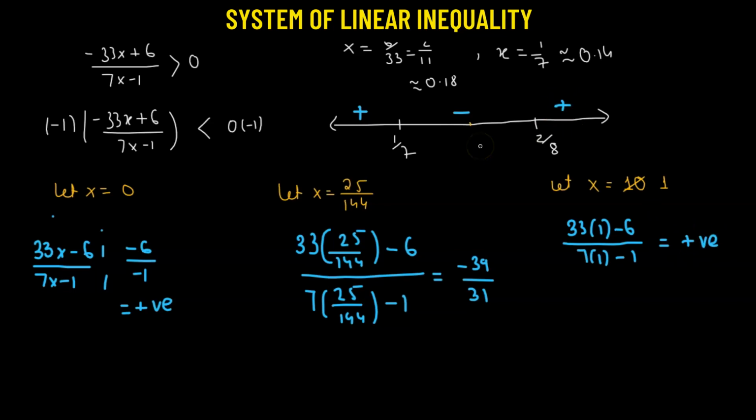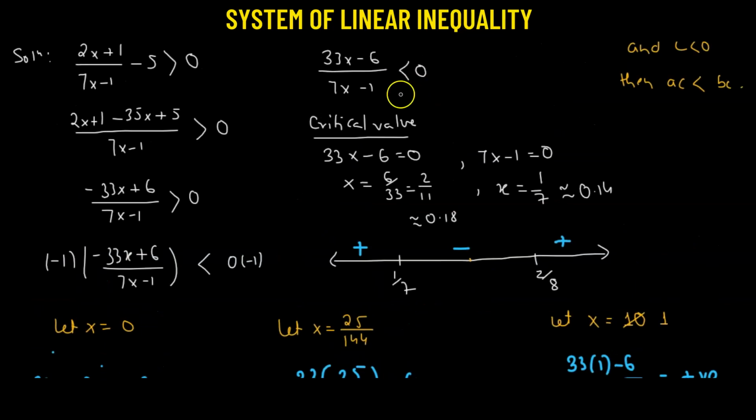Now, if we look at the inequality, here we have to find the values of x which make the expression negative. That means this is the only region where we will get a negative value. So the solution to this linear inequality will be going from 1 over 7 to 2 over 11, and it will be an open interval because the endpoints are not part of the solution.